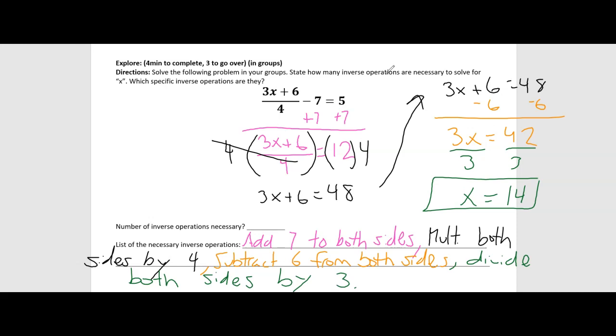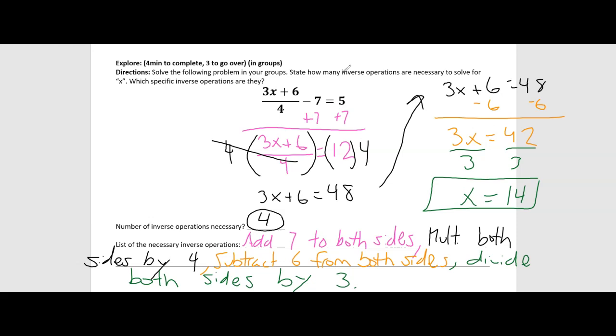Again, you may have done your inverse operations in a slightly different order. I think this was the easiest way, but maybe it was easier for you to multiply both sides by 4 first. You would just have to do some distributing. So let's add up the number of steps or inverse operations. We had add 7 to both sides, multiply both sides by 4, subtract 6 from both sides, and divide both sides by 3. According to my count, that is 4 inverse operations.